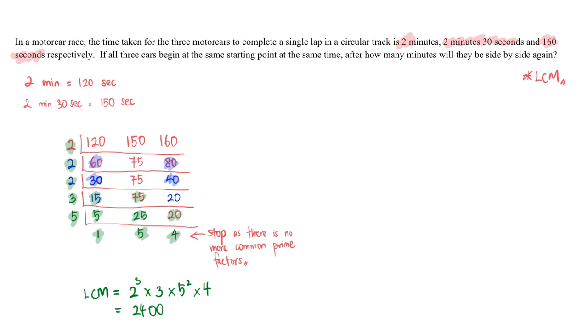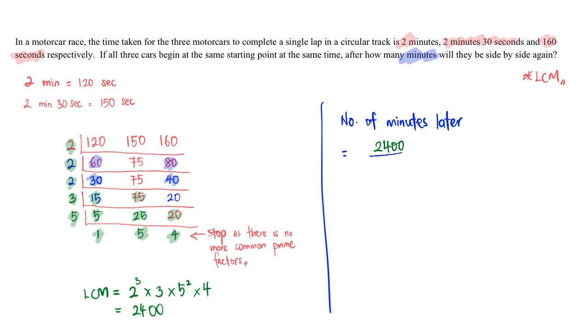And that's not the answer, because they want how many minutes after that. You can see that my final answer, the number of minutes later when they meet again, will be 2,400. This is in seconds. If I want to convert to minutes, I will divide by 60 to give me 40 minutes later.